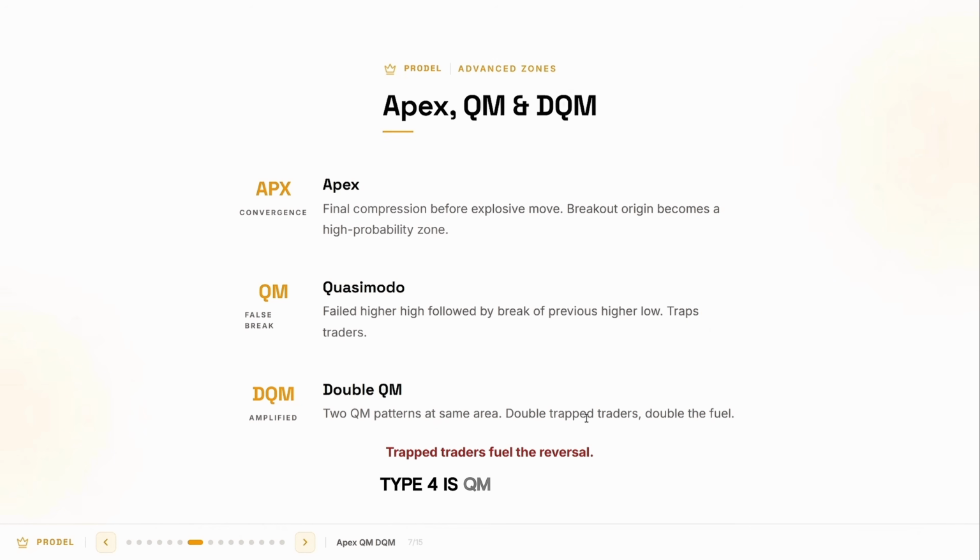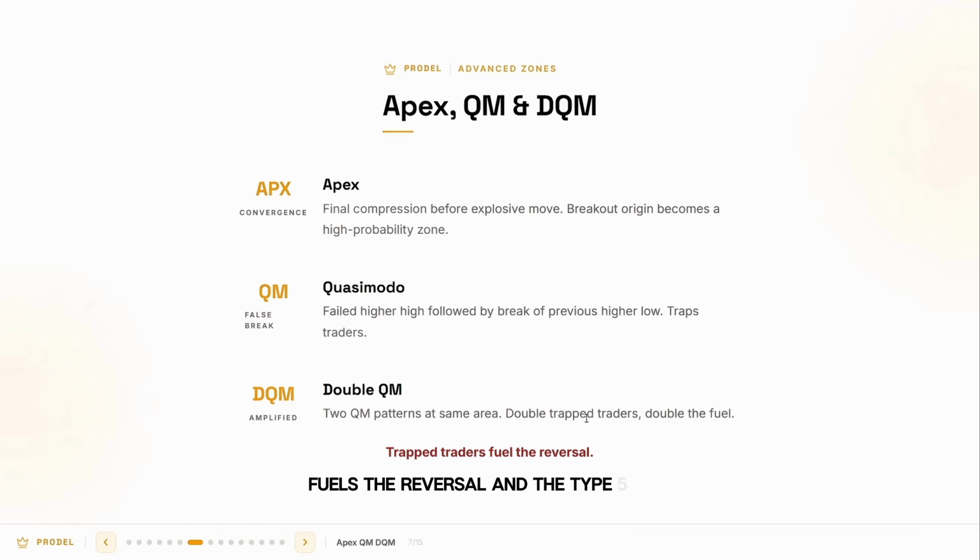Type 4 is QM, Quasimodo. The Quasimodo is a specific price pattern that forms when price creates a failed higher high followed by a break of the previous higher low, or the inverse in a downtrend. What makes the QM powerful is that it traps traders on the wrong side. The false break creates trapped buyers or sellers, and when price returns to the QM level, those trapped positions fuel the reversal.